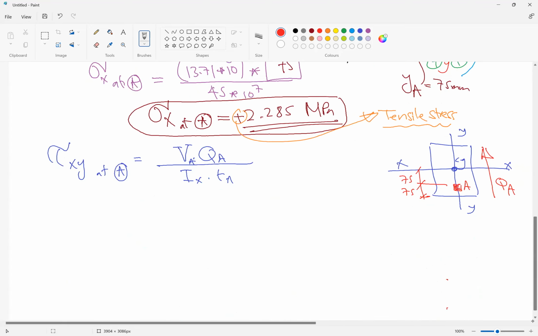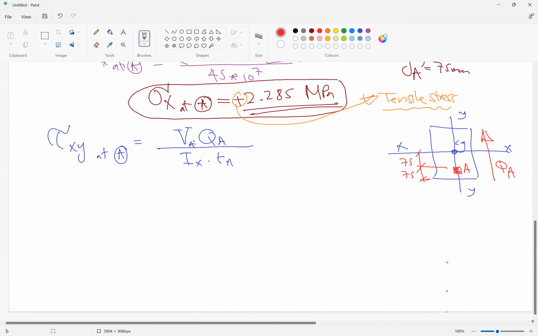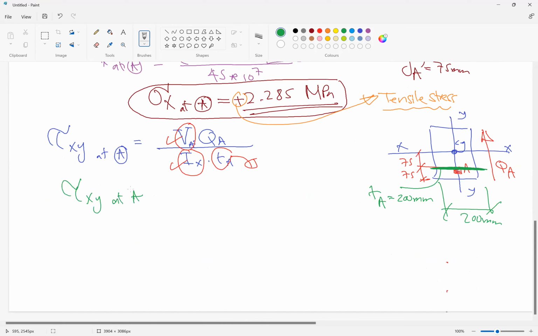Okay, if we go back here and apply the formula, we know I and we know V. How much is T? T is the thickness, or sorry, the width at the cross section. So T is equal to 200 millimeter, because this is 200 millimeter. So now tau xy at A is equal to V.